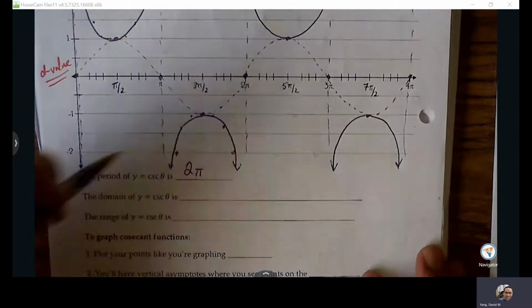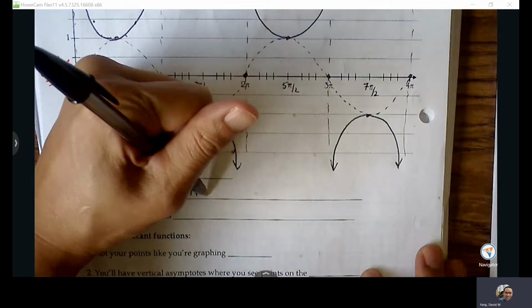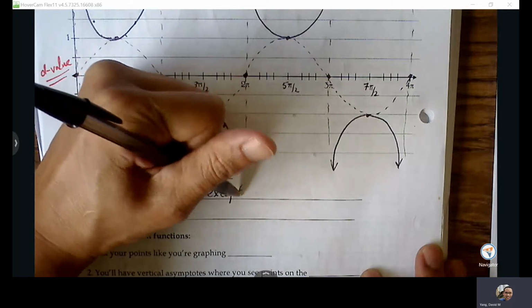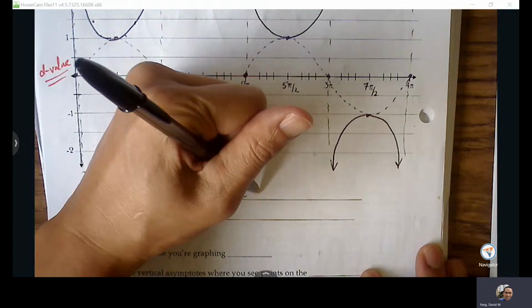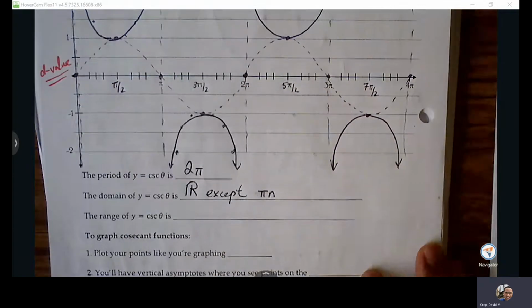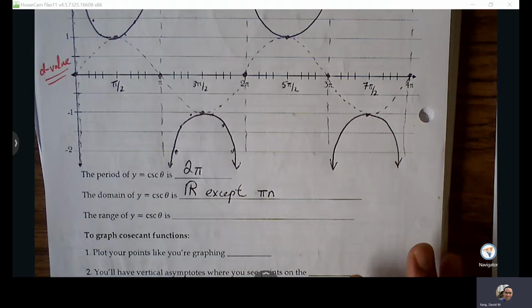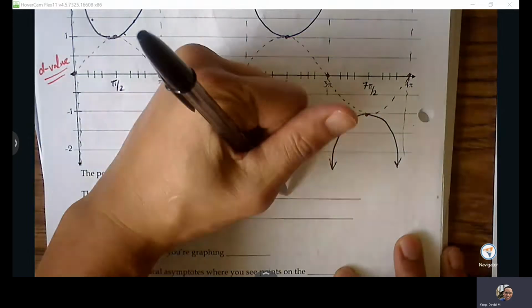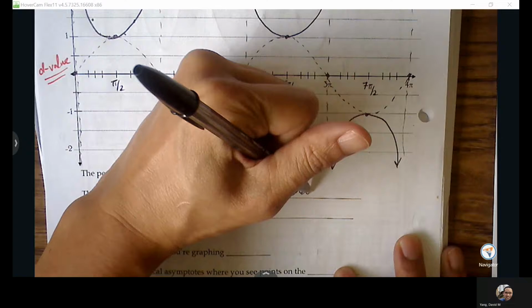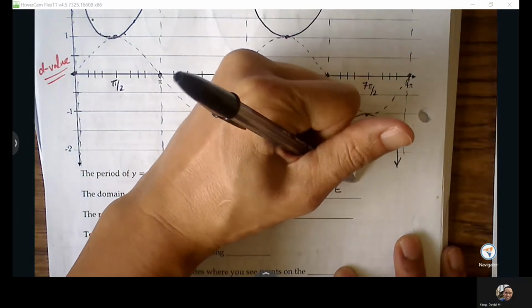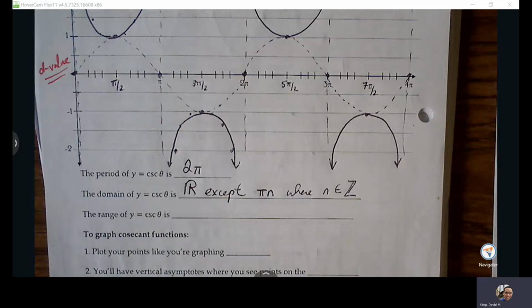So we can say all real numbers except, like you said, intervals of pi. You've seen this notation before where we say pi n. That indicates it could be 2 pi, 3 pi, 4 pi, or it could be in the negative direction, negative 2 pi, negative 3 pi, negative 4 pi. But we have to indicate that n is an integer. So those are all the places where the graph can exist in terms of the x values.